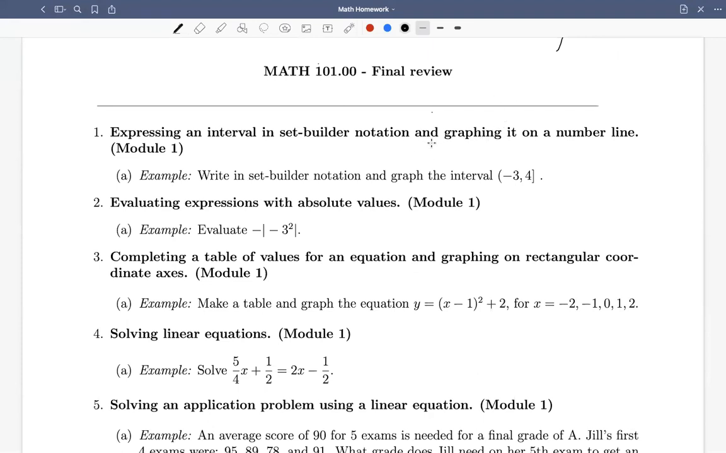So the first kind of question is expressing an interval in set builder notation and graphing it on a number line. So example A, we have this interval notation, we want to write as a set notation. So how do we write that? We start with the left number, which is -3. With the open parentheses, that means no equal sign. Okay. Then write x as a variable in the middle. 4 ends with a bracket, that means with equal sign.